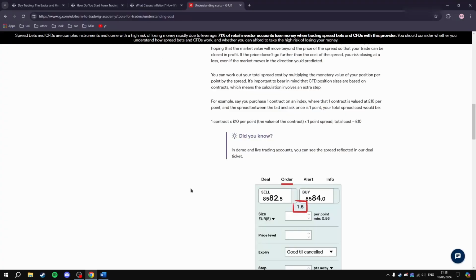If the price doesn't go further than the cost of the spread, you risk closing at a loss, even if the market moves in a direction you predicted.